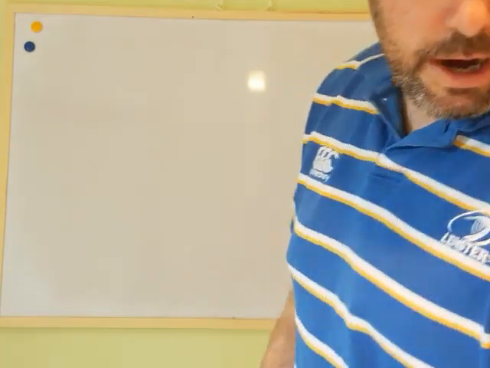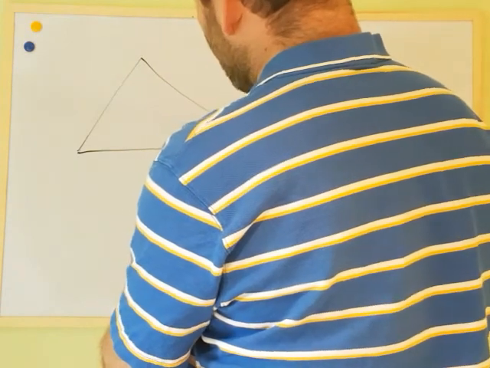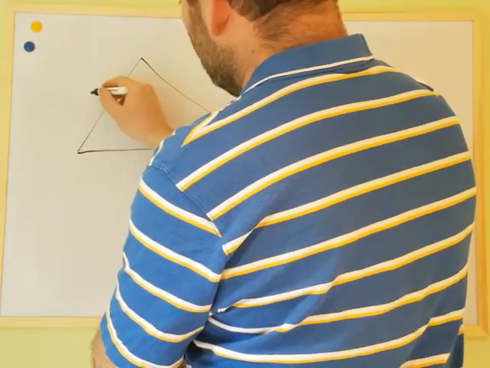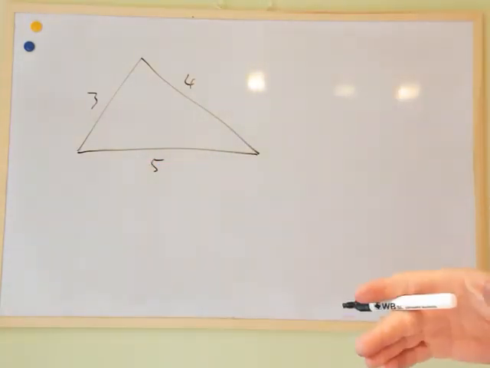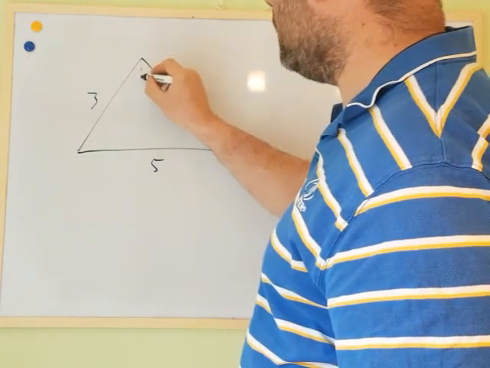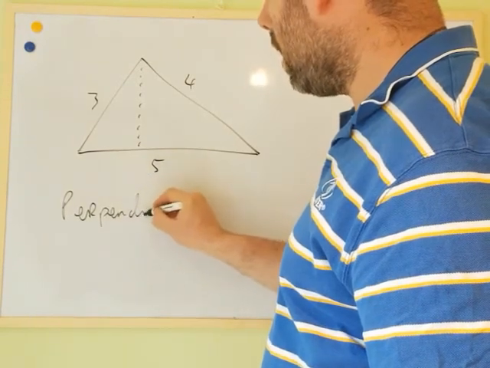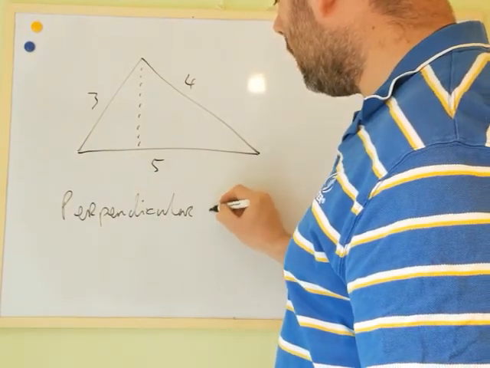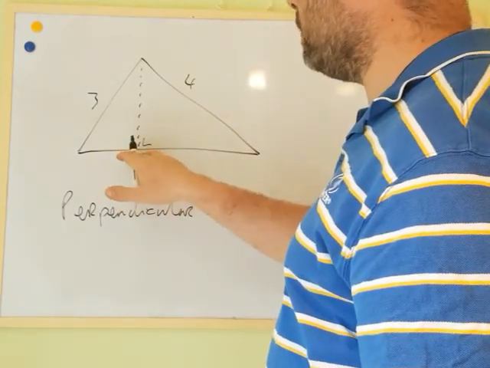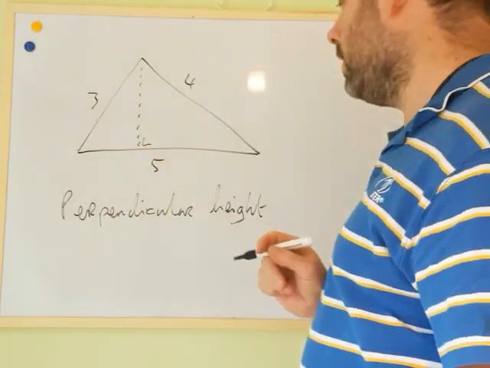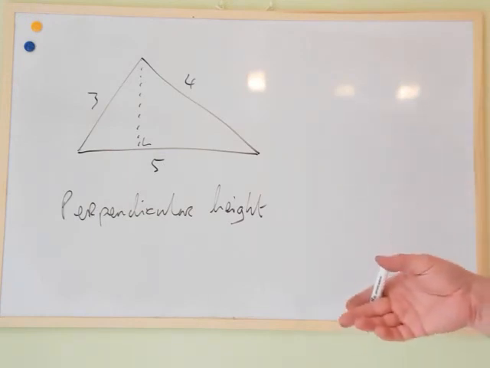Now, if I want to get the area of a triangle, it's slightly different. Okay, so let's say I have a triangle and its lengths are 3, 4 and 5. If I want to get the area of this, I need to find out what this length is, what we call the perpendicular height. So this is the height going from the base of my triangle at a right angle to the top point, okay? If I know what that length is, then I can get the area of this.